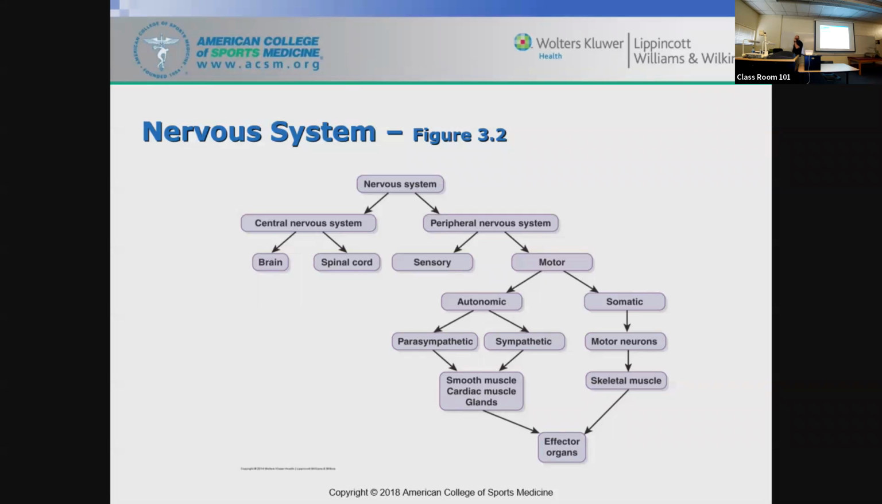So the nervous system is separated into a lot of different divisions. The two big ones are the central and the peripheral, sometimes abbreviated the CNS and the PNS.